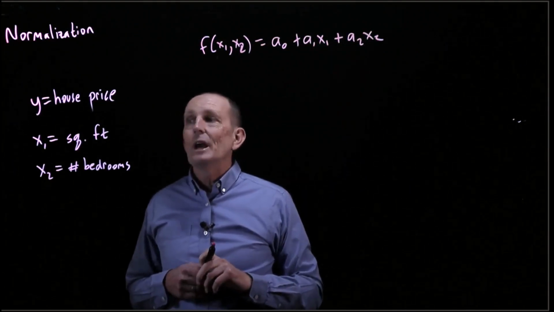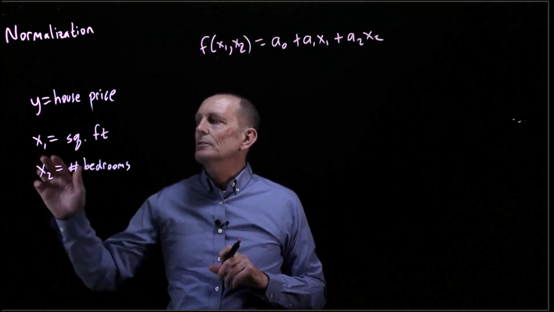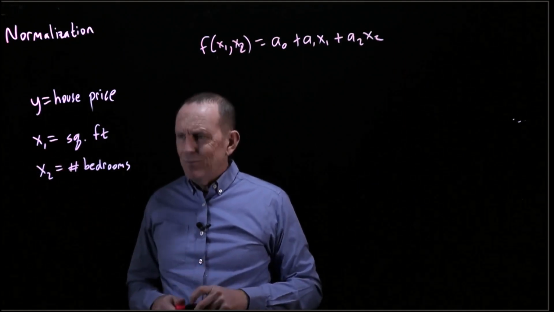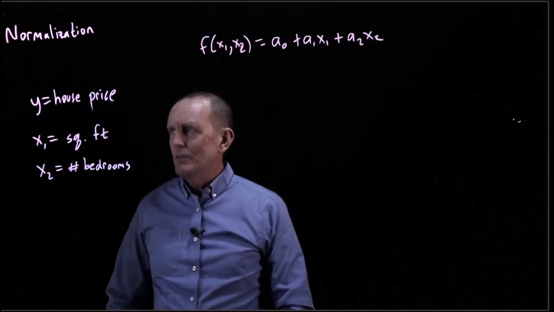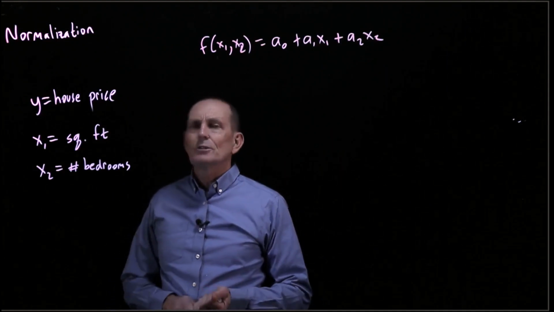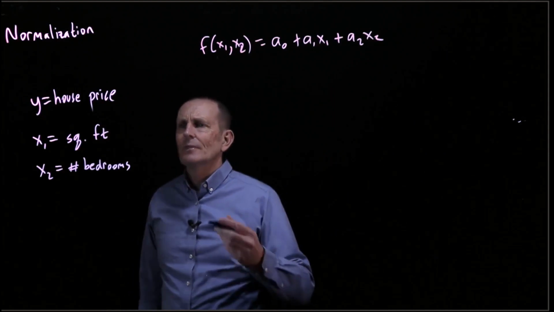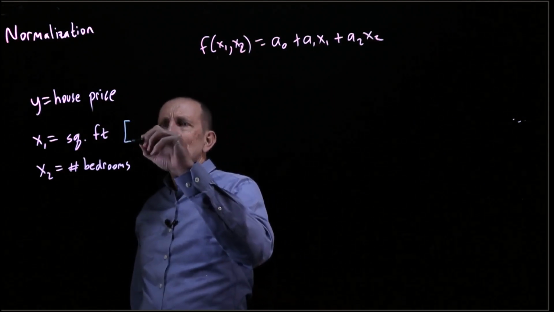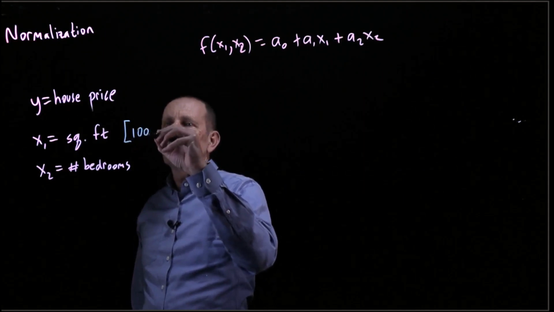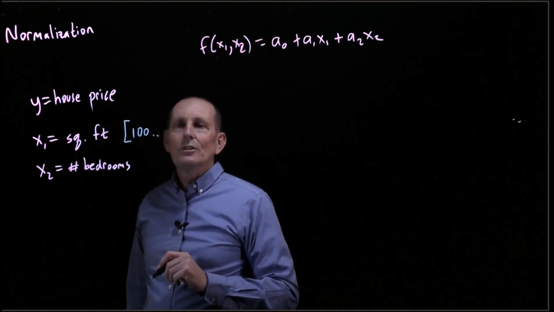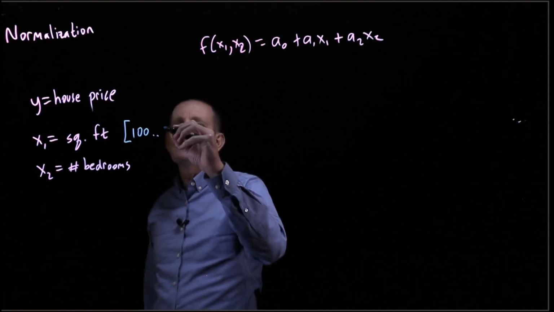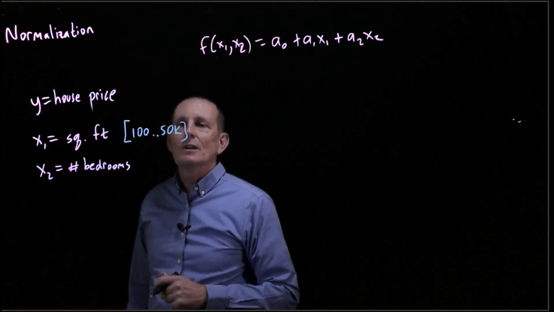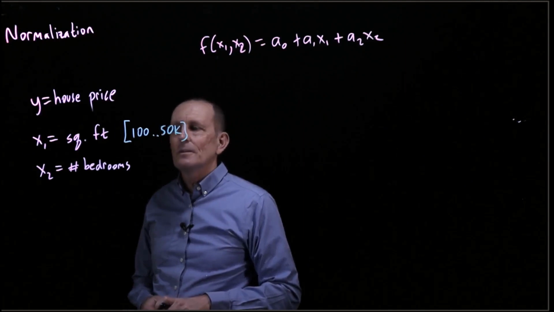Let's talk about the range of these values. So if we looked at x1, what is a range for a house of square footage? Well, we might say, I don't know, maybe this includes tiny houses that are 100 square feet, all the way to, I don't know, Bill Gates style mansions, 50,000 square feet. Okay, so we're going to have a number between 100 and 50,000.